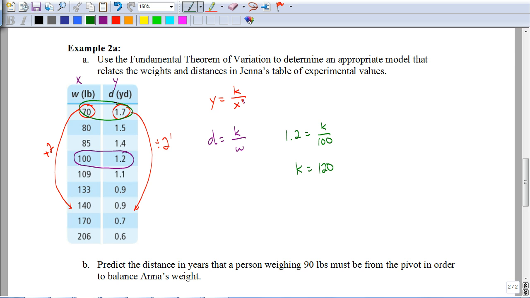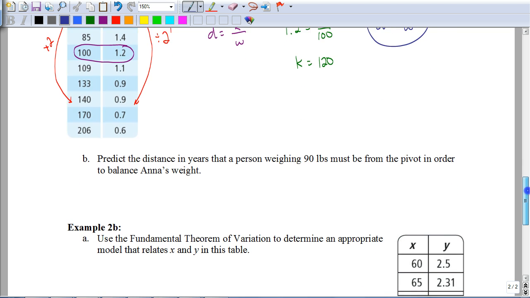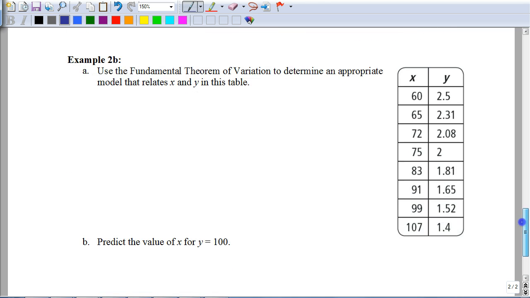And that's okay. The idea here is that we're coming up with a model that's going to give us close to these answers. So now I can write down what my specific equation is going to be. It's going to be d equals 120 divided by w. There's my variation equation. That's what we're looking for. So now I can use that to make a prediction for other values for d. I can just plug 90 in for w, take 120 divided by 90, and that would give me my answer. Which we're going to skip because I just want to get to the end here.